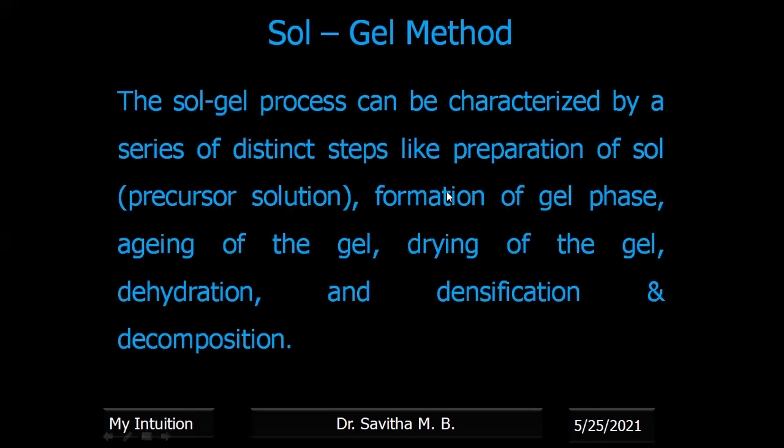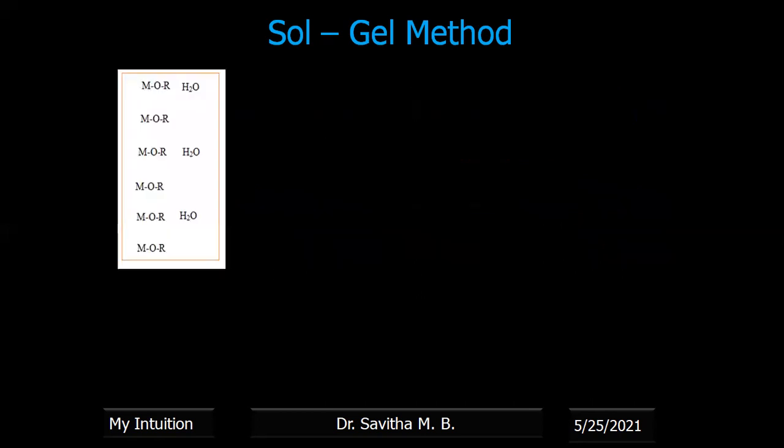Now this sol-gel process is carried out with a series of different steps. That is, first is the preparation of the sol, then you have to prepare the gel solution, then you have to age the solution, and then dry the solution. Drying may be by dehydration, and then densification and decomposition. These are the different steps. Okay, let us go in detail.